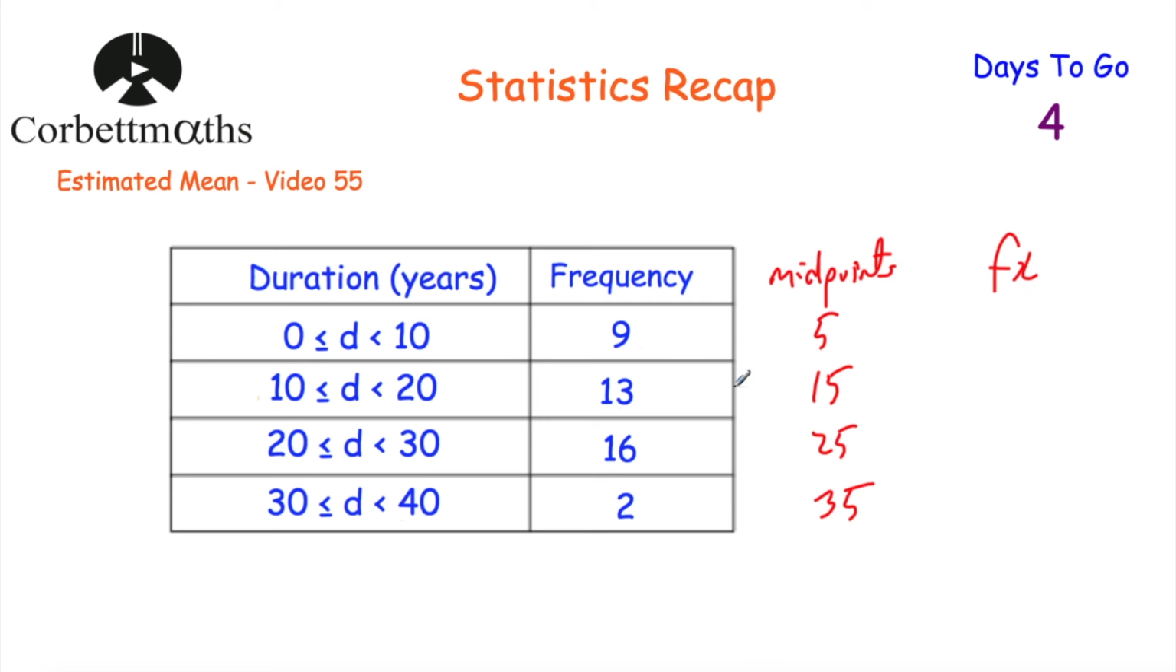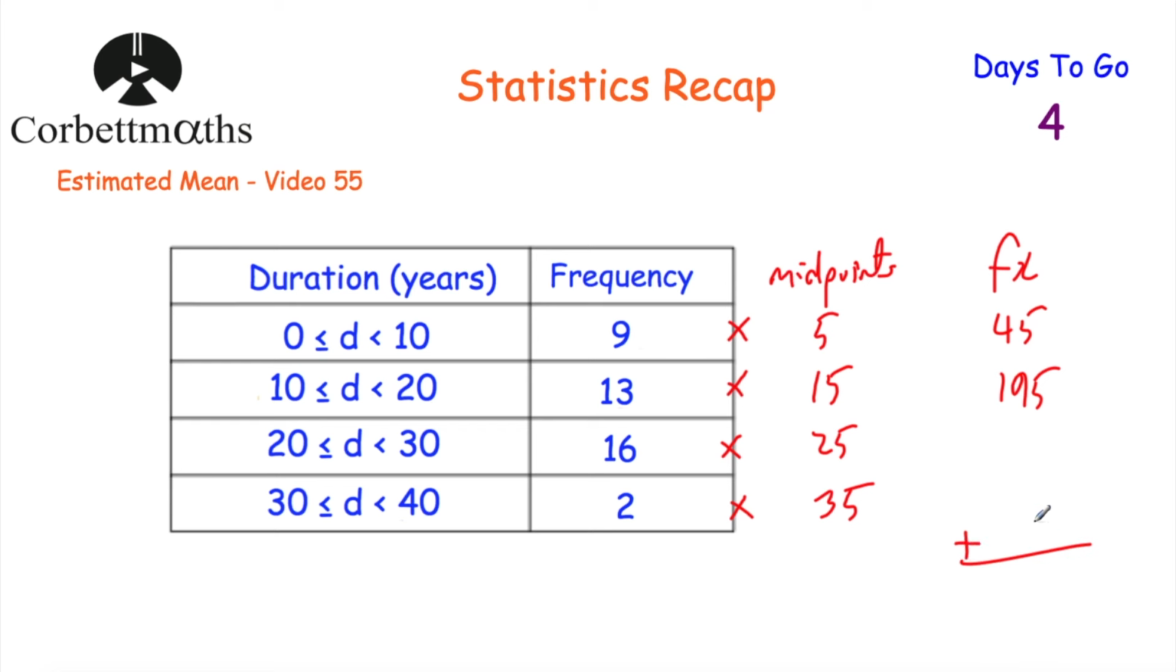So there are the midpoints. And remember, for the mean, we would want to add up all our values and divide by the number of values. So what we're going to do is multiply the frequencies by the midpoints to find our estimate for the grand totals for each of the categories to find our fx column. So we just multiply the midpoints by the frequency, so 45, 195 and so on.